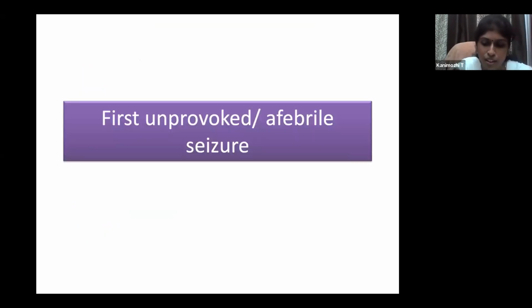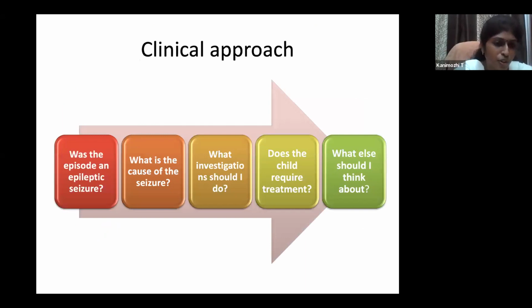Okay, so coming to the clinical approach. First step is whether the episode is an epileptic seizure or not, because we're only going to get a history. We have not witnessed the seizure. So first we have to see whether it is actually an epileptic seizure or not. Next, what is the cause for the seizure? And depending on that, we should decide what investigations we are supposed to do. And then very important is whether we should start the child on AEDs or not. And what are the other things that we should consider when treating the child.